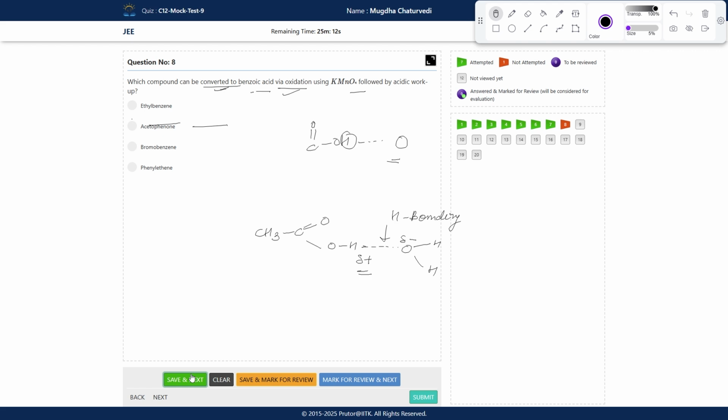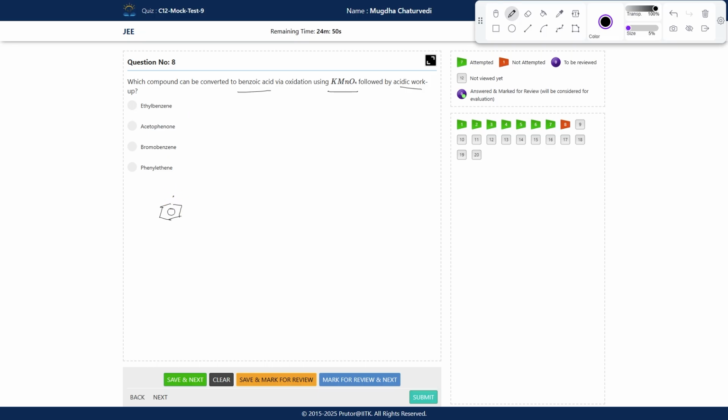Let us see the next question. It is saying which compound can be converted to benzoic acid via oxidation using potassium permanganate followed by acidic workup. If I take ethyl benzene, to this benzene an ethyl group is attached, which is CH2CH3.